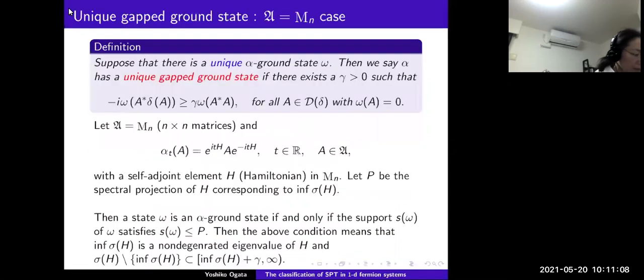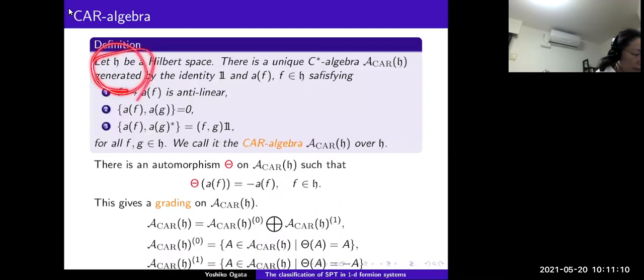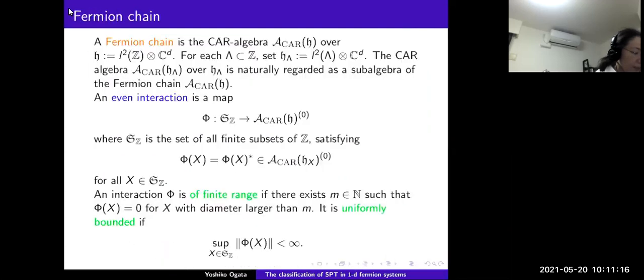Now, the definition here was for any Hilbert space, but today what I consider is Fermion chain. So I take this H to be L2(Z) tensor C^d. I take this Hilbert space in this talk. And we consider CAR algebra over this Hilbert space, and I call it a Fermion chain.